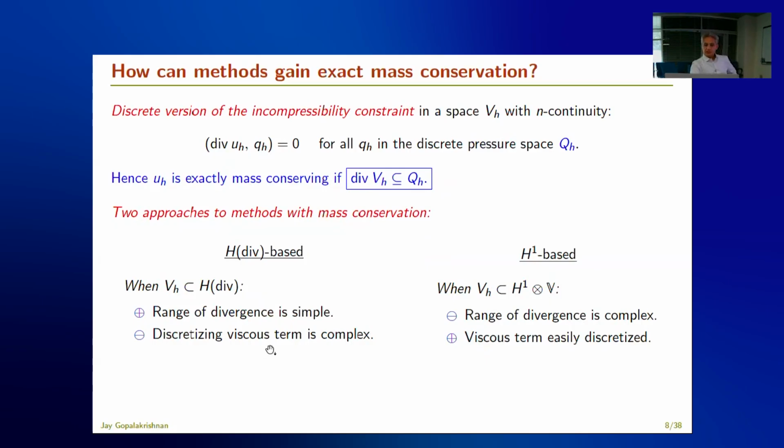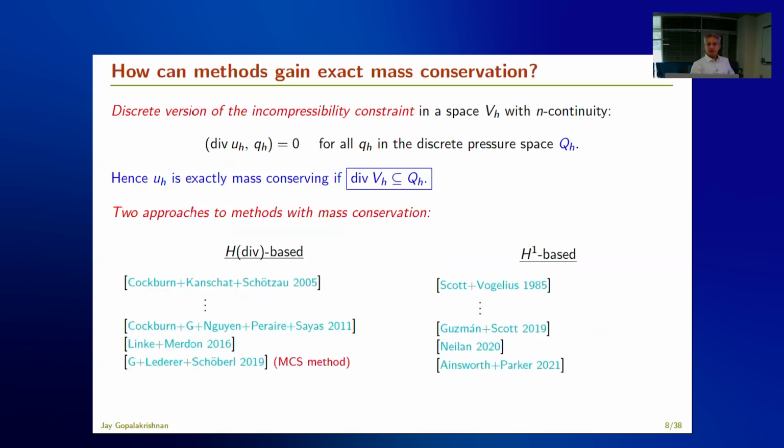In the H1-based scenario, the range of the divergence is very complex. And this is the message from the old classical papers of Scott and Vogelius. But the viscous term is easily discretized. It's just a Laplace-like operator. And there are streams of methods and papers in each category.